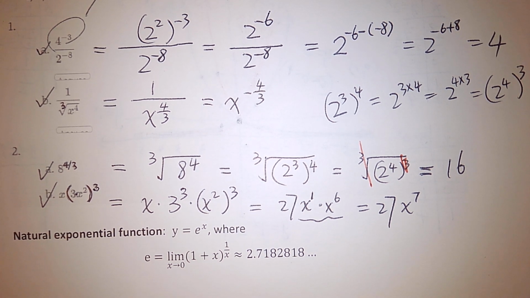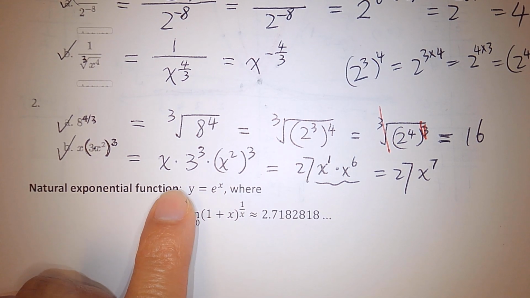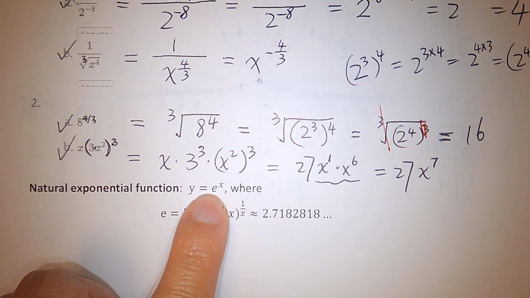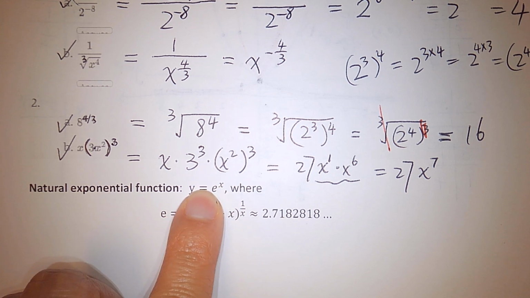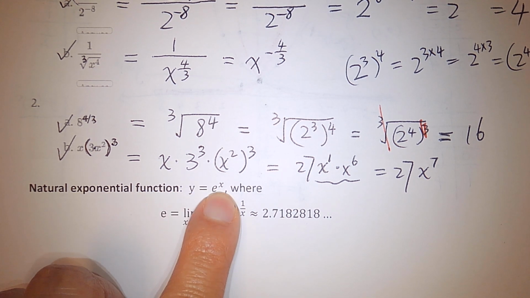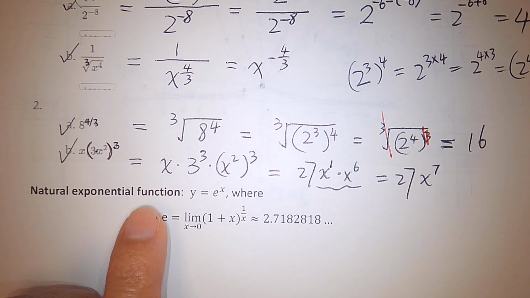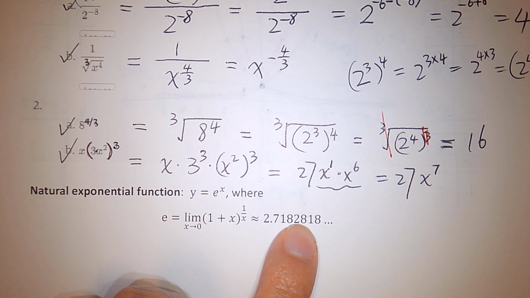Okay, so we have 2 more questions. I would leave the 3rd page for next time, but let's work on this last concept. Natural exponential function y equals e to the x. When the base b equals e, which is a special number, we call this exponential function the natural exponential function. This number e is an irrational number approximately equal to 2.718.